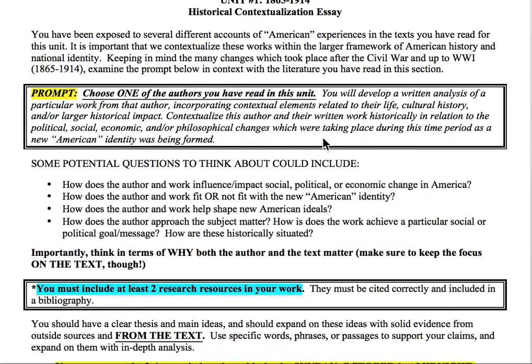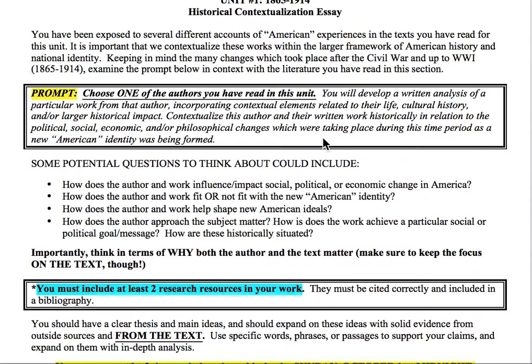So the prompt is going to be very simple. You are going to choose one of the authors that you read in the unit, and you're going to make a written analysis of a work from that author. So you're going to use all of the elements you've been using in all of the written assignments, the blogs, the discussion boards, everything, incorporating all of the contextual elements around their life, the cultural history, or the larger historical impact of that work.